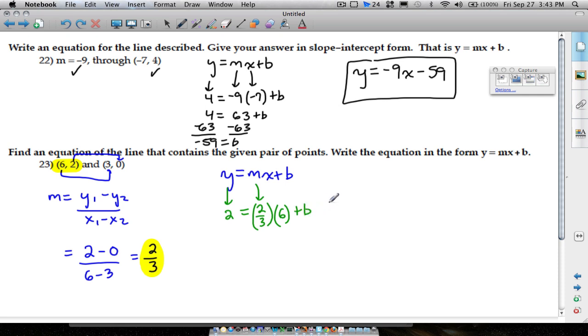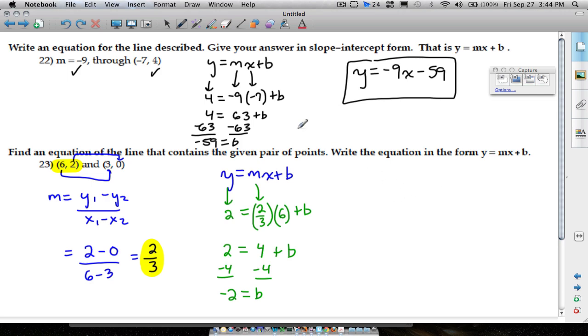And we're trying to find b. So we have 2 equals 2/3 of 6. 2/3 of 6 is 4, or you could multiply this out. 6 times 2 is 12. 12 divided by 3 still gives you 4. And then we'll bring our b down. To solve for b, we subtract 4 from both sides. So therefore our final answer is negative 2 is equal to b.